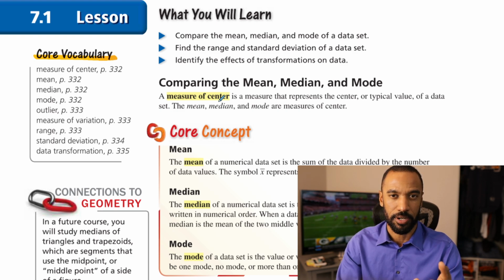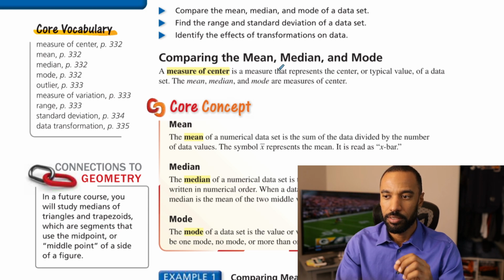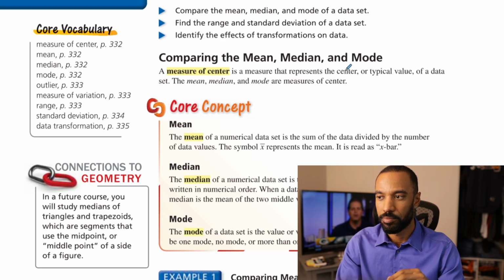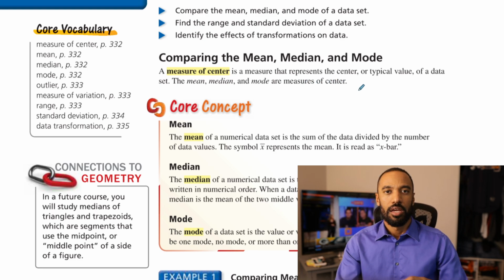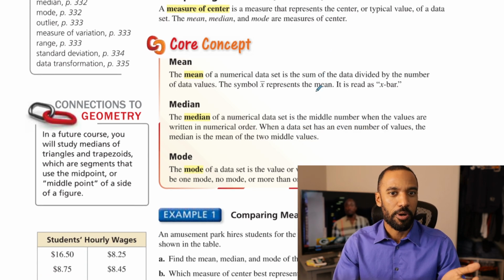I'm going to read their definition, and I'll interpret it if need be. A measure of center is a measure that represents the center or typical value of a data set. The mean, median, and mode are measures of center. We're going to learn what mean, median, and mode are, I suppose, if you don't actually know.